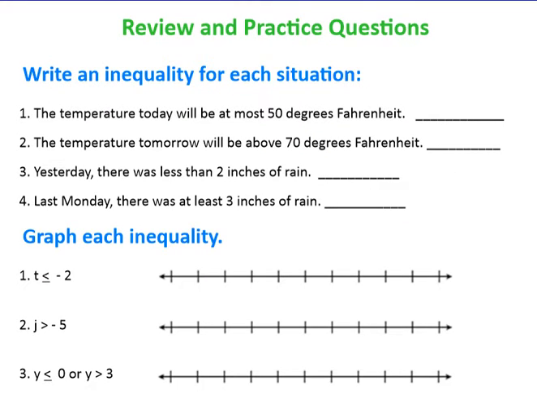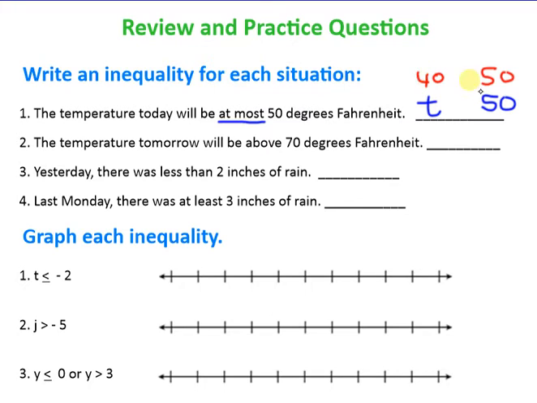So for the first part of this, we're going to take the word form and write out the inequality. The temperature today will be at most 50 degrees Fahrenheit. I'm going to use T for temperature, but you can use whichever variable you choose. My number is 50, and my keyword here is at most. Remember that you can pick a number to test, okay? So here's 50. At most is telling me that it's going to be less than 50 degrees.